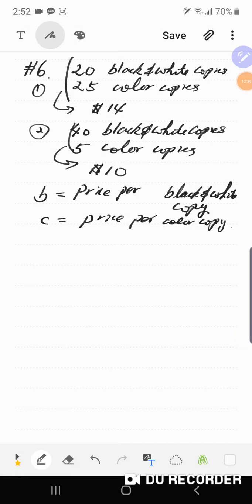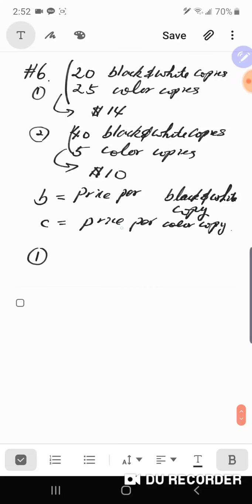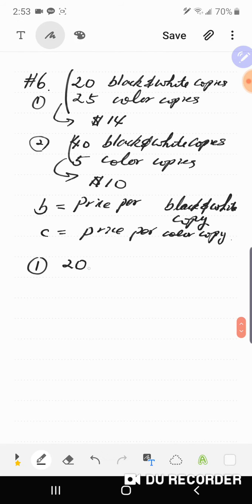Okay, number 6. There are two purchases. The first purchase is this one. A person made 20 black and white copies and 25 color copies, and the total cost is $14. So using the first information, we can write an equation like this. Let's say B is the price per black and white copy and C is the price per color copy. So there are 20 black and white, and each costs B dollars. And then there are 25 color copies and each costs C dollars. So altogether it costs $14.